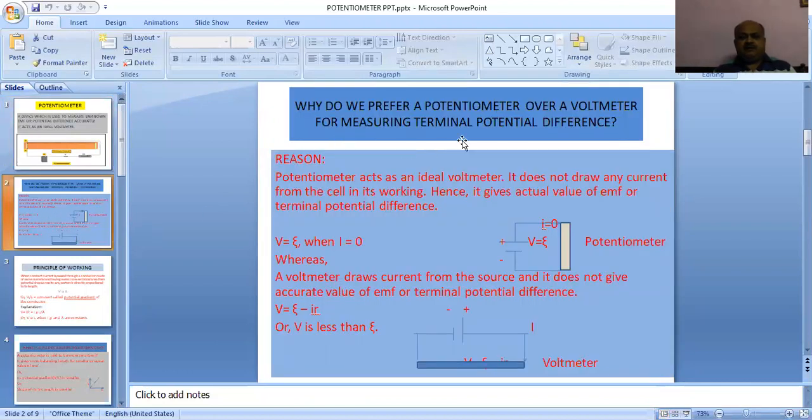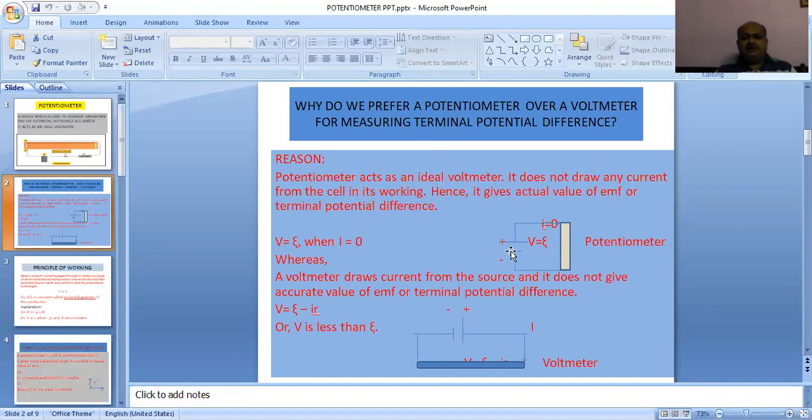If you are given a potentiometer and a voltmeter, then which one will you prefer for measuring terminal potential difference or EMF? Of course, we will prefer a potentiometer. The reason is that when potentiometer is used, it acts as an ideal voltmeter. It does not draw any current from the cell in its working. Hence, it gives the actual value of EMF or terminal potential difference.